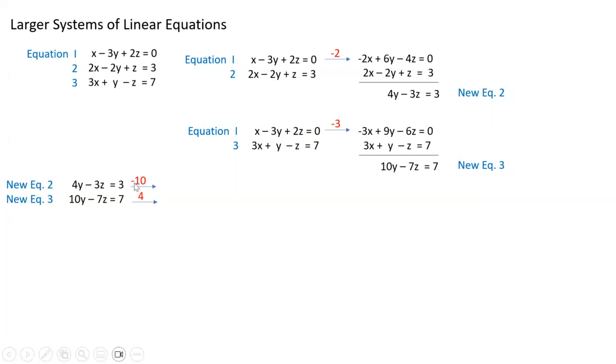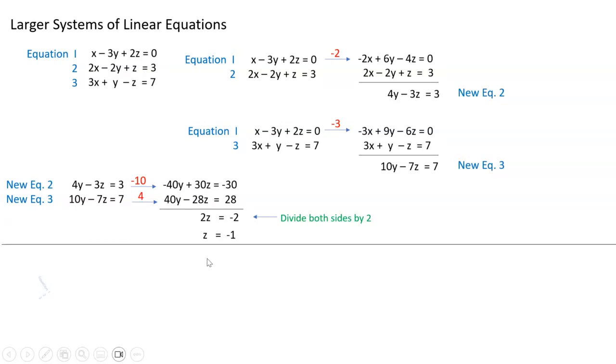It doesn't matter which one. Here I chose equation number 1 because negative 10 times 4 will give us negative 40. And 4 times 10 will give us positive 40. So they'll be eliminated. But you have to multiply the negative 10 times every term in equation number 2. And you have to multiply 4 times every term on equation number 3. So this is my result. 2z equals negative 2. Now we divide both sides by negative 2, and we have the value for z. z equals negative 1.